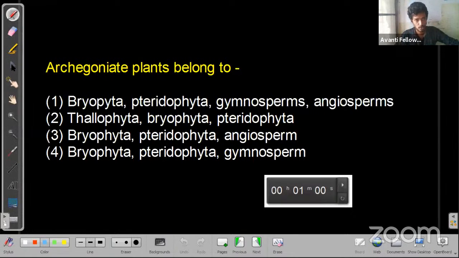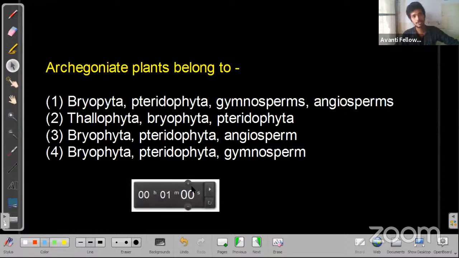Archegoniate plants belong to which option? Option A: Bryophyte, Pteridophyte, Gymnosperm, Angiosperms. Option B: Thallophyte, Bryophyte, Pteridophyte. Option C: Bryophyte, Pteridophyte, Angiosperms. Option D: Bryophyte, Pteridophyte, Gymnosperms.